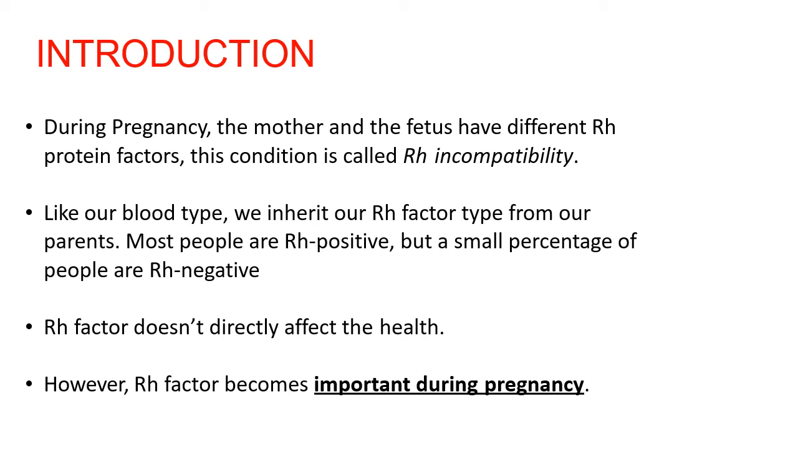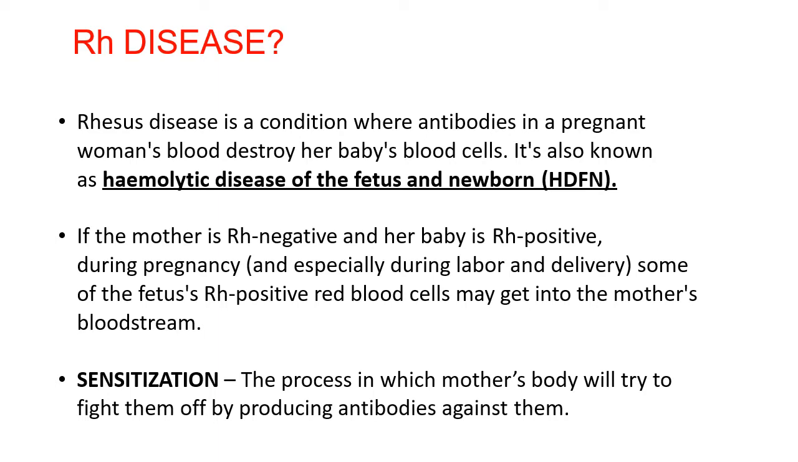So the introduction is, whenever during pregnancy the mother and fetus have different RH protein factors, this condition is known as RH incompatibility. Directly, it does not affect the health, but it is very important once RH antibodies are formed. Then, whenever a second pregnancy occurs and the baby is RH positive again, these antibodies can cross the blood placenta barrier and cause hemolysis of the baby's RH positive RBC.